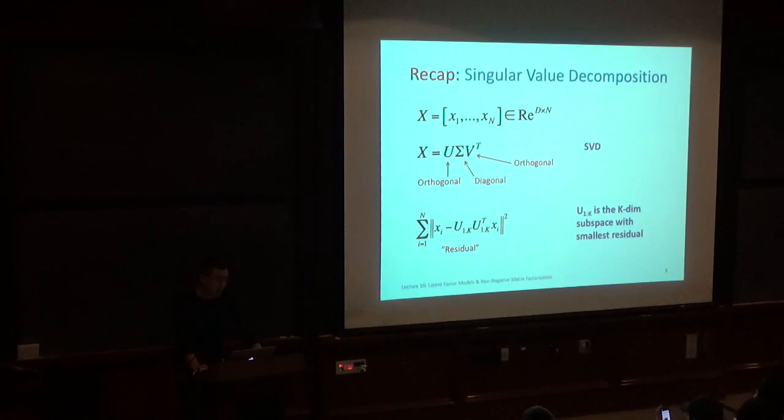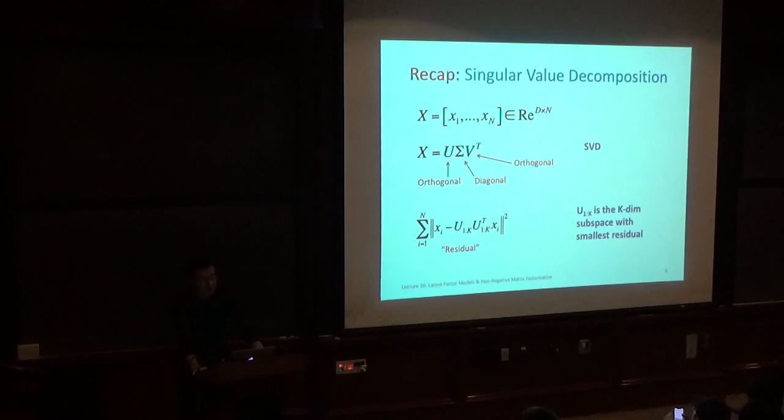So the singular value decomposition: if we take the matrix X, capital X, as a matrix where each column of X is a data point, then we can represent the singular value decomposition as follows. The matrix X is equal to U sigma V transpose, where U and V are orthogonal matrices, and sigma is a diagonal matrix.